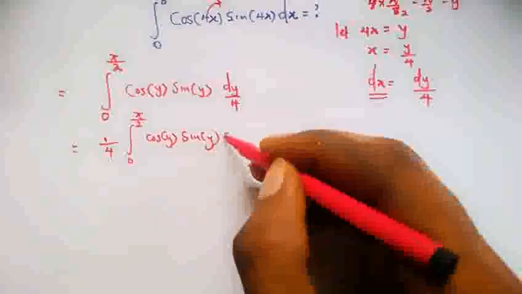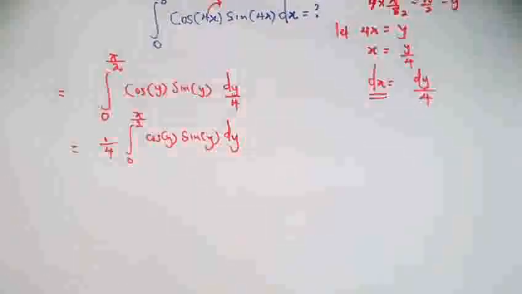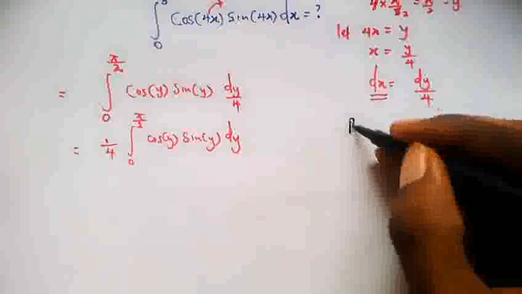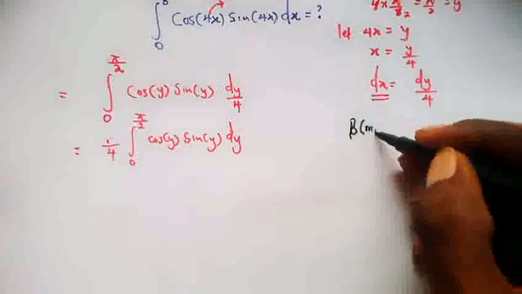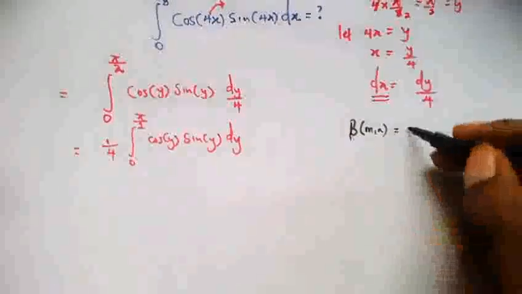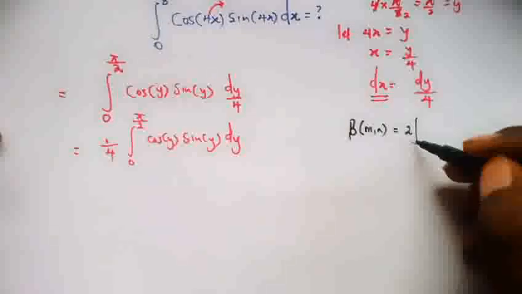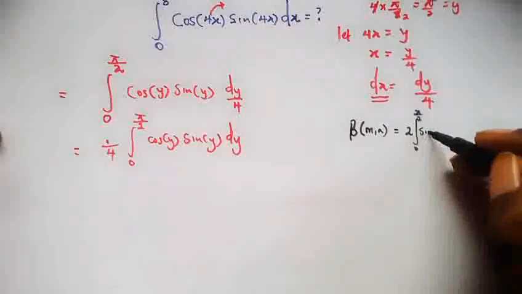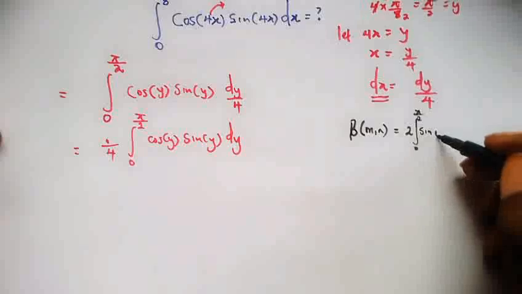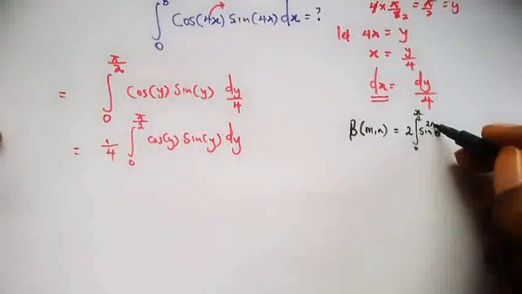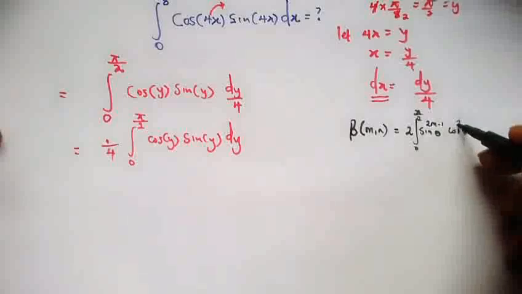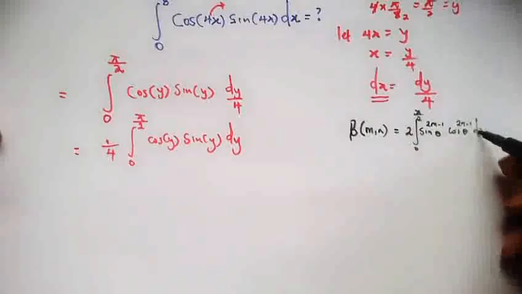So we have the integral from 0 to pi all over 2, the cosine function of y times the sine function of y, then dy. Okay, now remember that in my previous class I gave the following identity, that the special function beta of m, n is equal to 2 times the integral from 0 to pi all over 2 of the sine function of theta to the power of 2m minus 1, and the cosine function of theta to the power of 2n minus 1 d theta.